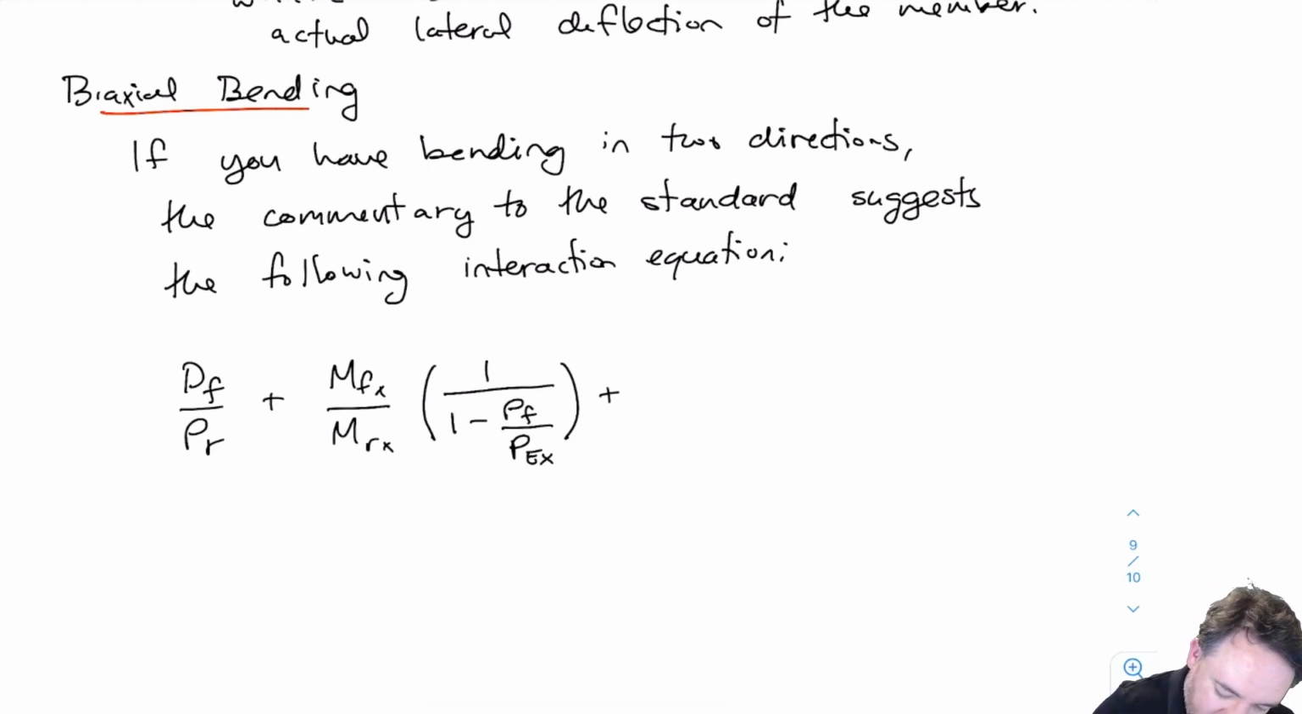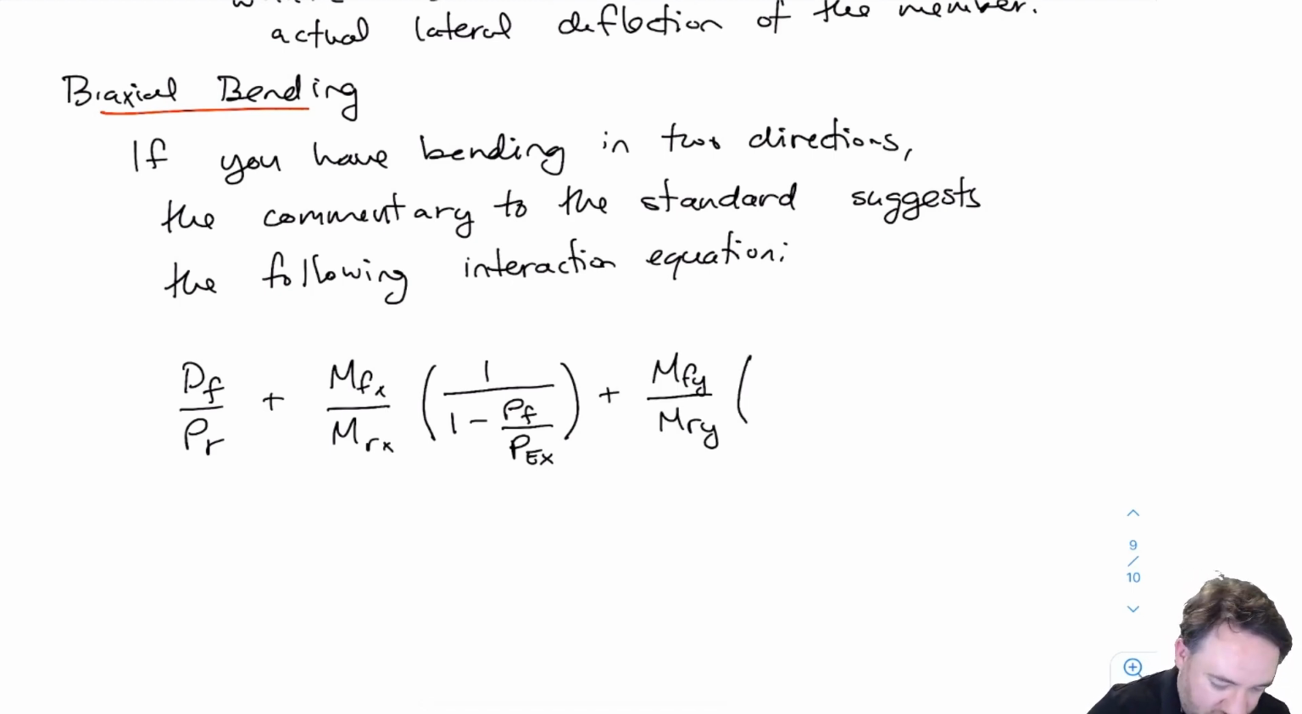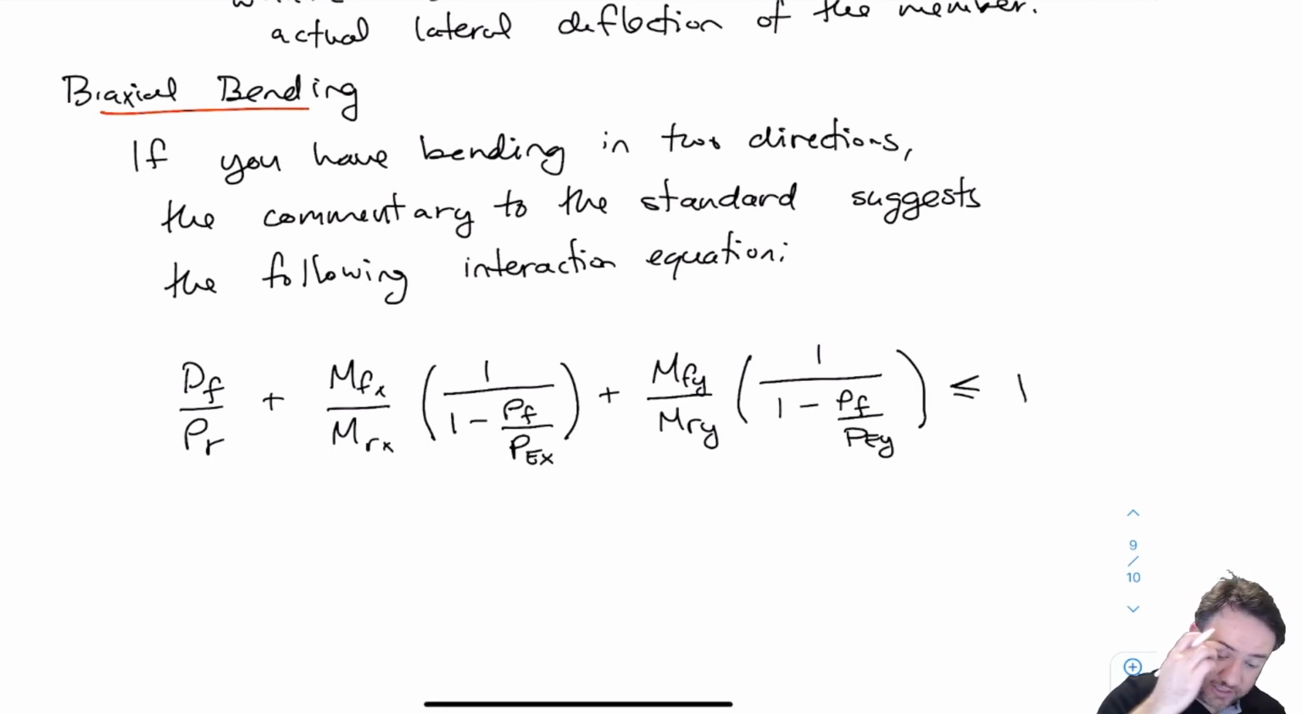And then you're going to do the exact same thing for the Y direction, however you determine what the Y direction is, whether that's the strong axis or the weak axis, because it doesn't really matter because this equation is the same for both. 1 minus, we have the same thing, PF divided by PEY this time. And then all of this together has to be less than or equal to 1. So it's basically the same exact equation, now adding an extra term for the Y bending.